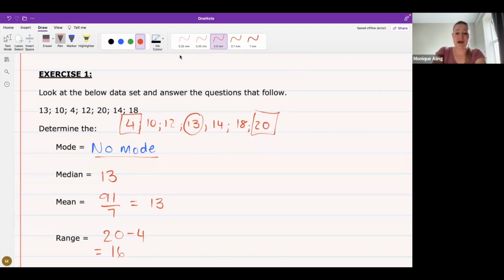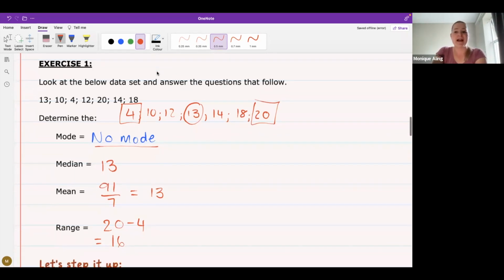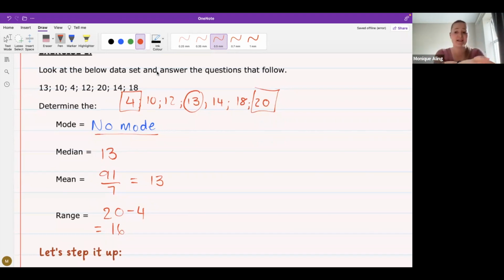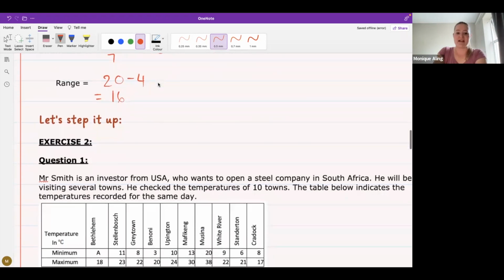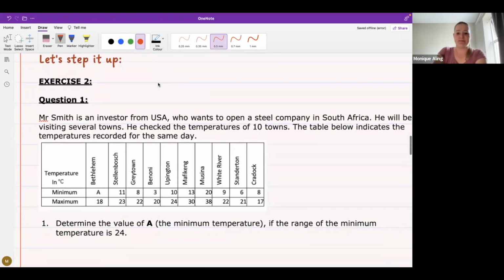Awesome. So I'm going to step it up slightly. We have actually done a question like this before. So I just want to see if you guys remember and if you can apply this basic stuff to the next question. Okay, so like I say, let's step it up.